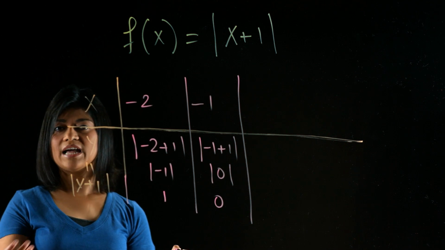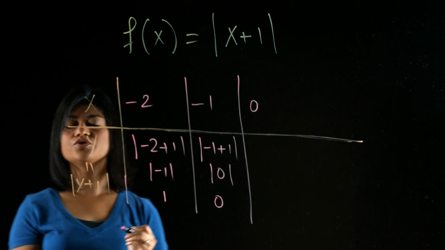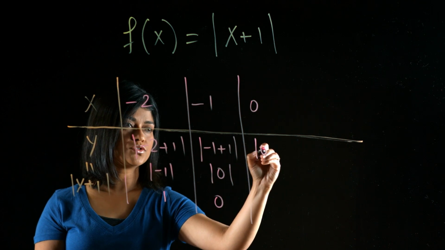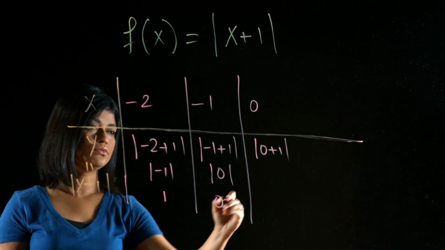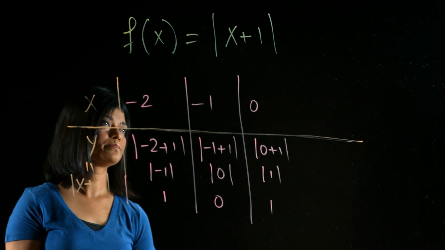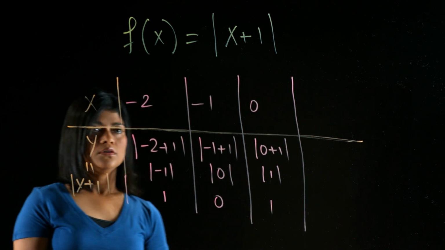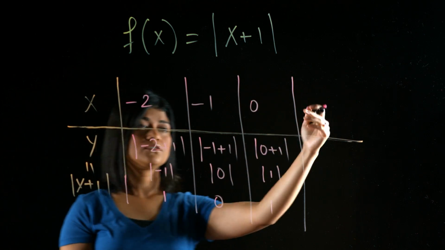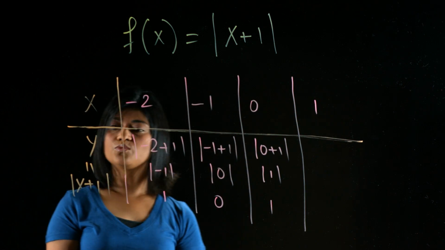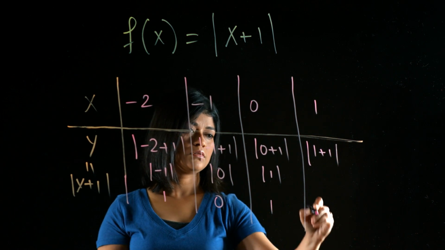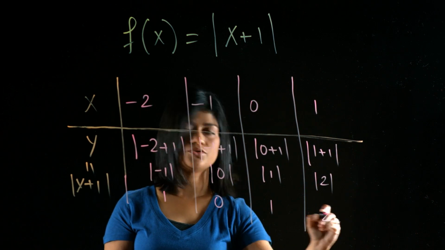Next, let's see what happens at the origin. So, plug in x equals 0. So, what is y? Y is 0 plus 1, absolute value, which is absolute value of 1, which is just 1. Okay, just to keep it symmetric, let's plug in 2 more values and they're all positive. So, x equals 1 will give you absolute value of 1 plus 1, so absolute value of 2, which is 2.